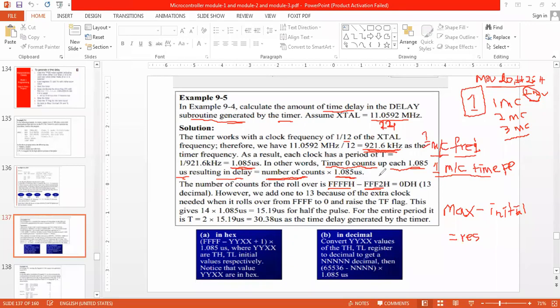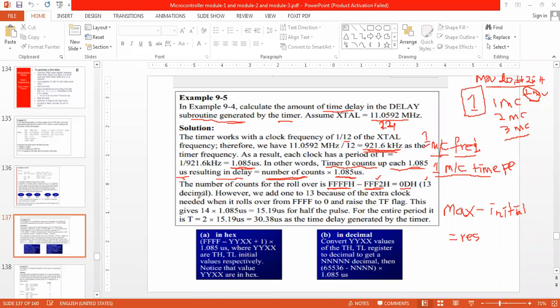We came to know that this was the initial value, and what will be the maximum value? As it was a 16-bit timer, FFFF will be the maximum count. Then what is the result? FFFF minus FFF2. It will be 0DH. 0DH means what? In decimal it is 13.